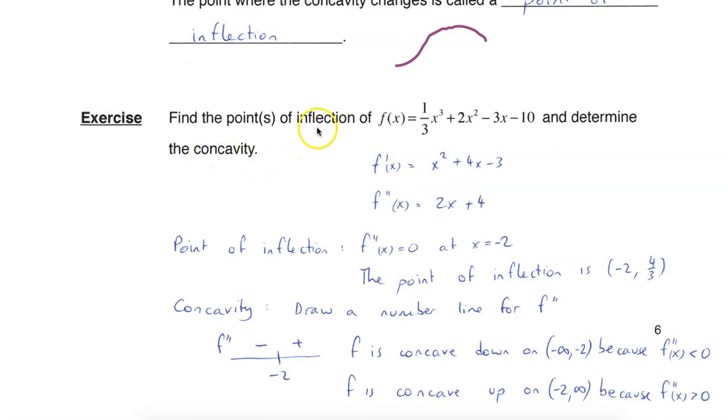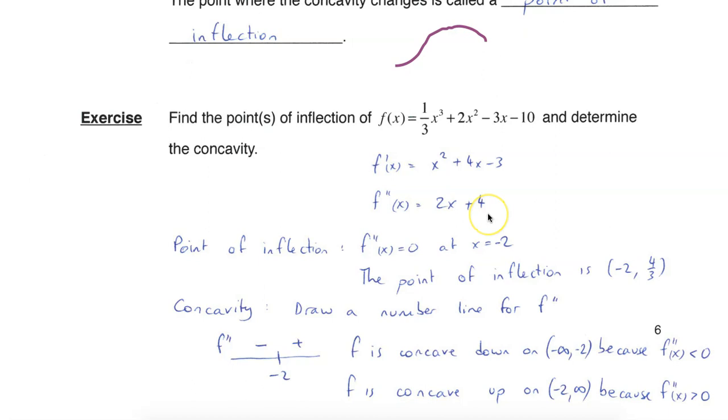So how are we going to find inflection points and concavity? Of course, we have to start by finding the second derivative. This is a polynomial, so it's pretty straightforward. F prime of x is equal to x squared plus 4x minus 3, and then f double prime of x is 2x plus 4.